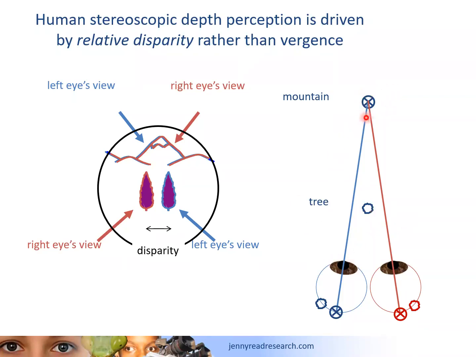So there's somebody fixating a distant object like a mountain, so it's projecting to the fovea in both eyes by definition. And then this nearby tree, you'll notice it's on the right of the mountain as seen from the left eye, and the left of the mountain as seen in the right eye. So it appears on the retina with a disparity, a shift between them. And that disparity I'm going to be talking a lot about, that's the cue to stereopsis.